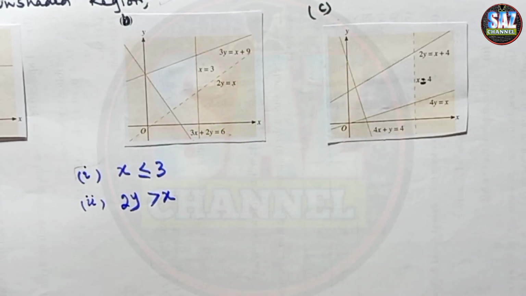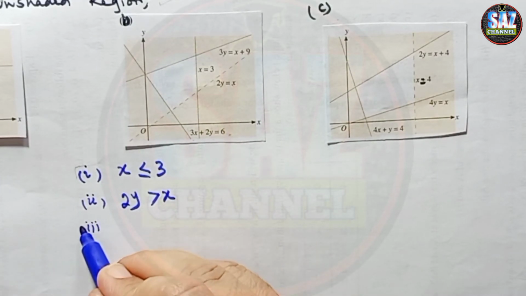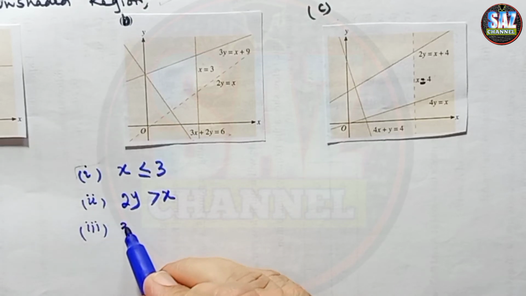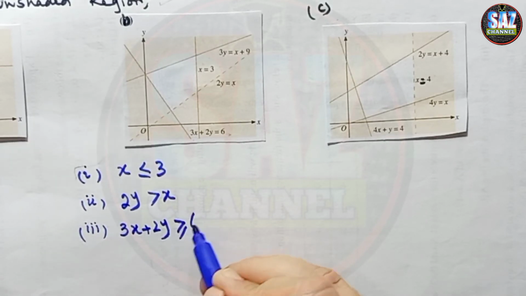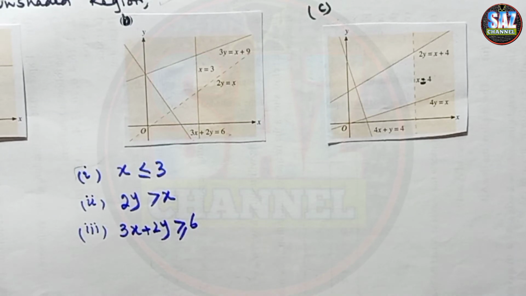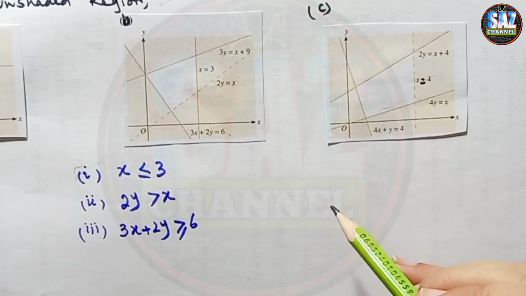So the inequality associated with this, shading is below this line. Okay, so the inequality that will be associated with this equation will be 3x plus 2y is greater than or equal to 6, because the question says that we have to write down the inequalities which define the unshaded region.